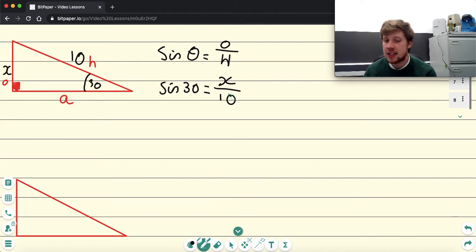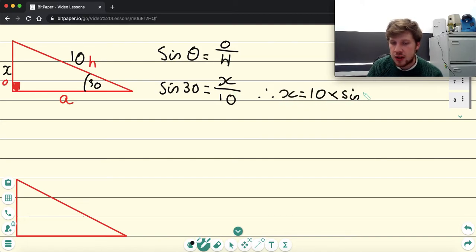The rearrangement is dependent on where the x is, whether it is the numerator or the denominator. As x is the numerator, I'm going to say that x is going to be equal to 10 multiplied by sine 30. So in this scenario, my x would be equal to 5, because sine 30 times 10 is 5.